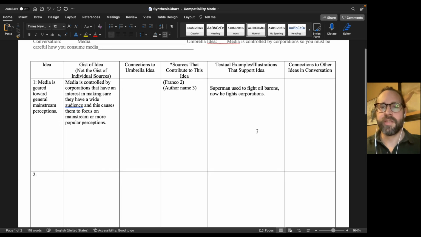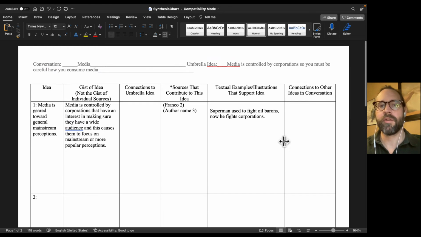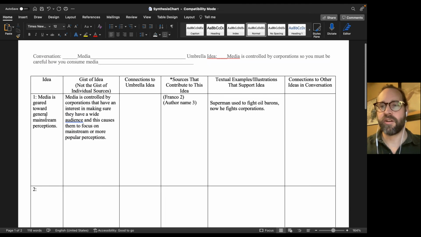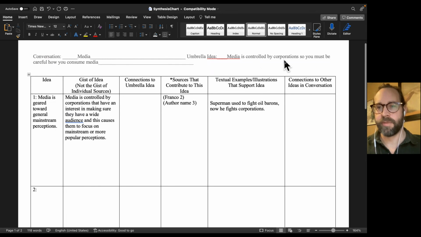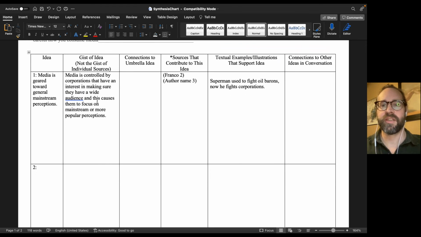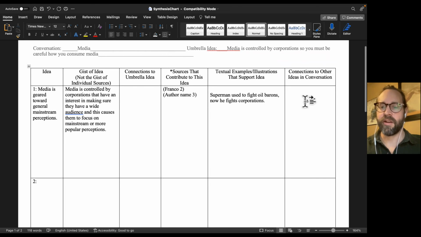So, folks, that is the gist of it. That is what you're going to work through here. And just to highlight some of the main ideas here, your conversation, that's the topic, should be one word. Your umbrella idea, that's your working thesis. It can develop, it can change as you work, so it can just be a general thesis, right? And then your ideas are the ideas that are coming up across your sources that are supporting your umbrella idea. So how does media control corporations and what are the implications of that? That's what your ideas are. And then you're just going to go through each step here and connect the dots.